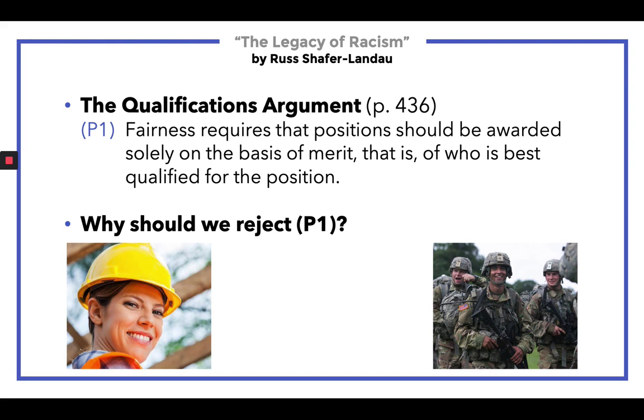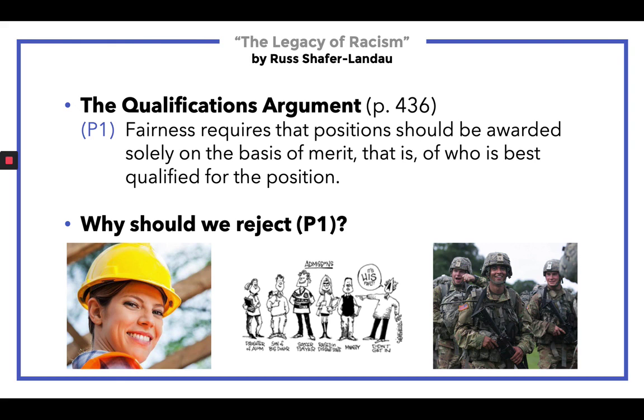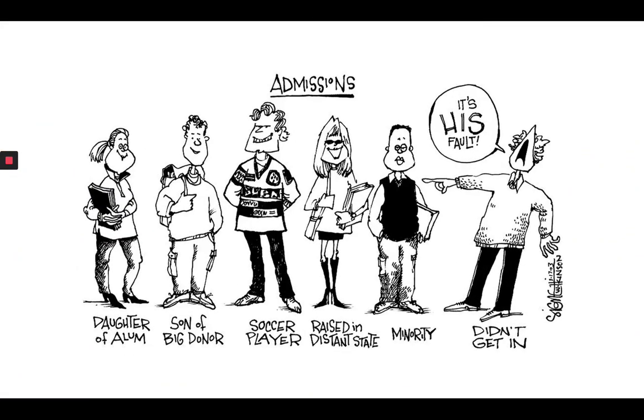And finally, and I think this is in some ways the strongest argument, that fairness doesn't require that positions be awarded based on merit, is that we don't, generally speaking, follow that rule. So when we're admitting people to college, we've got this guy over here who didn't get in, and he's blaming it on the minority and says, it's his fault that I didn't get in. But he's ignoring the fact that we give preferential treatment to the children of alumni. We give preferential treatment admissions to the children of donors. We give preferential treatment to athletes.